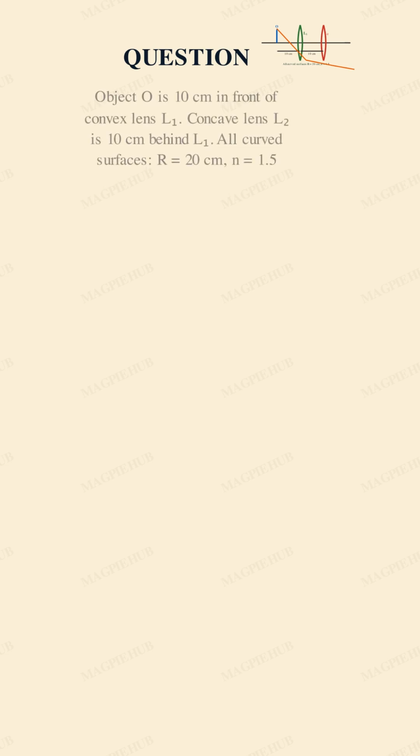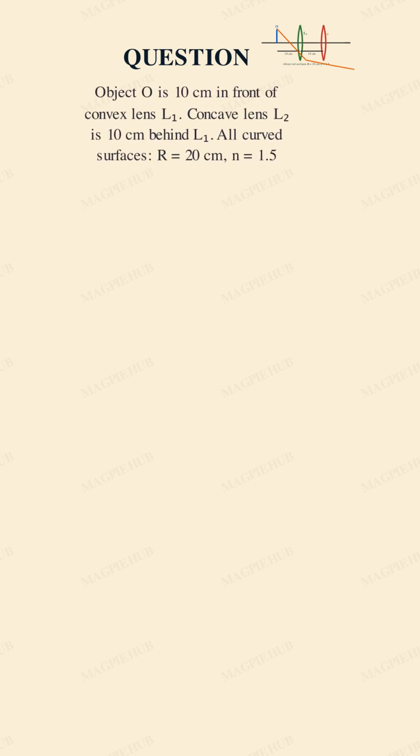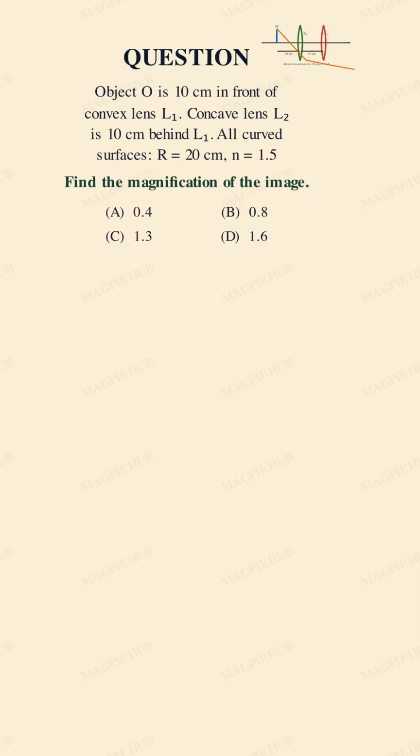The question asks, an object O is placed 10 cm in front of convex lens L1. A concave lens L2 is placed 10 cm behind lens L1. All curved surfaces have radius of curvature equal to 20 cm and refractive index n equal to 1.5. Find the magnification. The options are option A, 0.4, option B, 0.8, option C, 1.3, option D, 1.6.